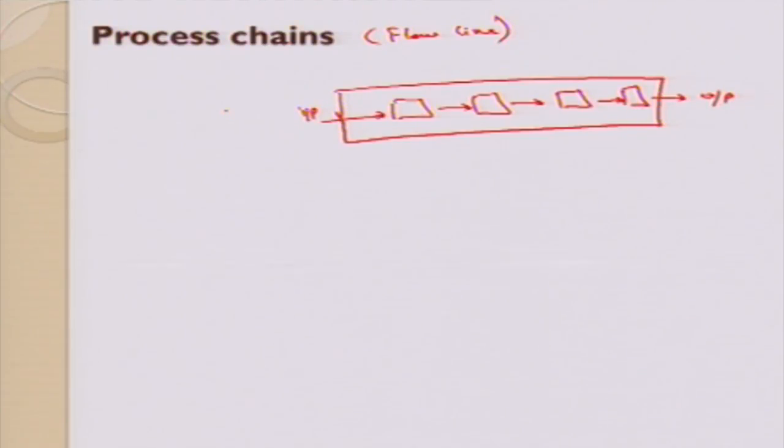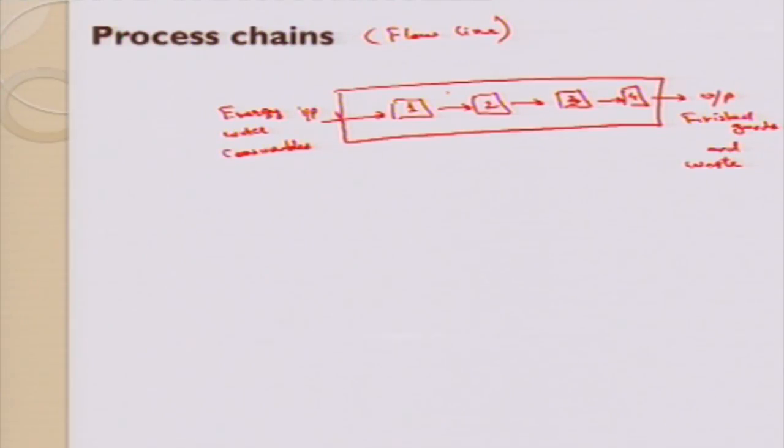So, the input here could be energy, water and consumables, and outputs are finished goods and waste. This is a unit manufacturing process. This we will discuss further in the next step.